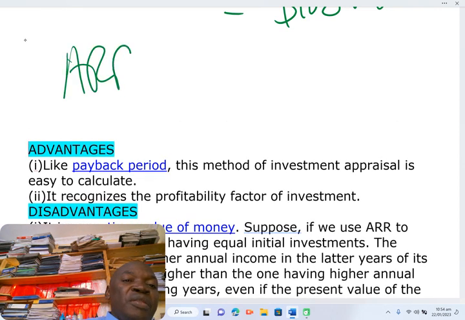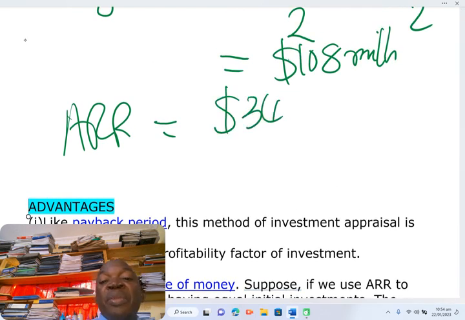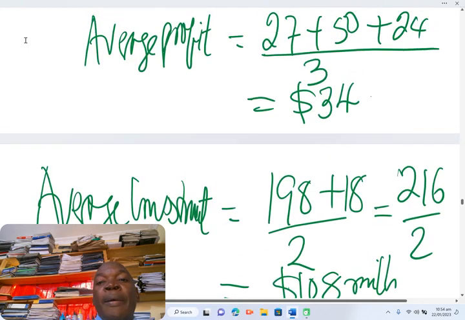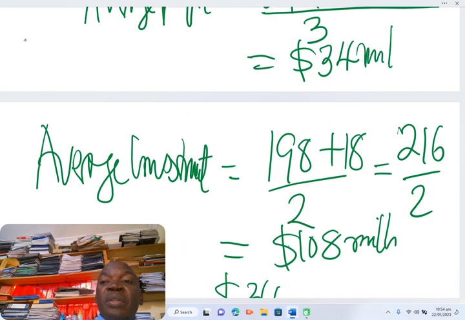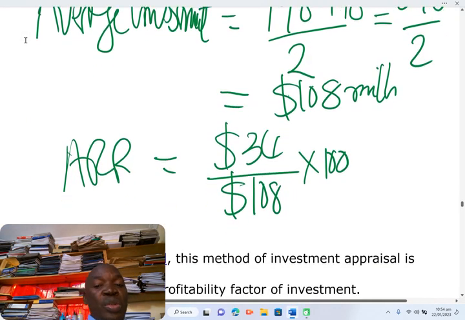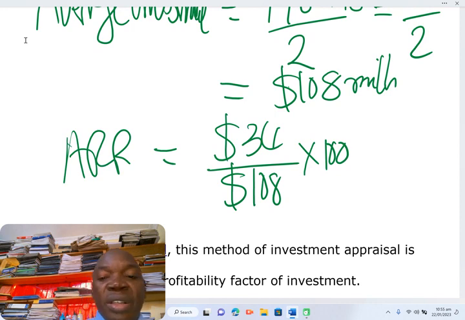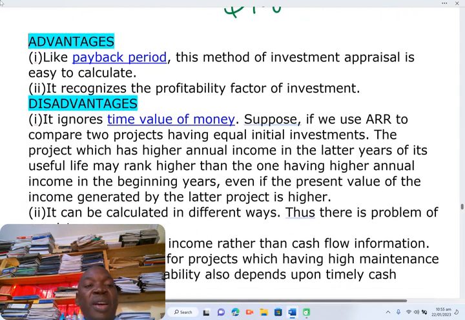IRR for project B is $34 million divided by $108 million times 100. So what we're taking here is 34 divided by 108. This is almost 32%. Now, how do we comment here?